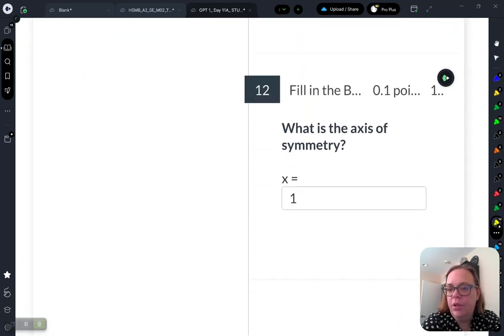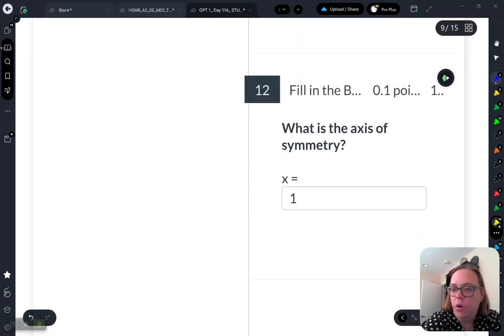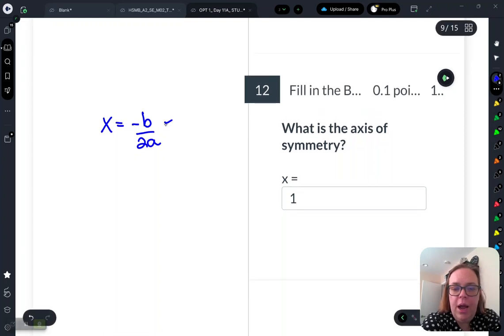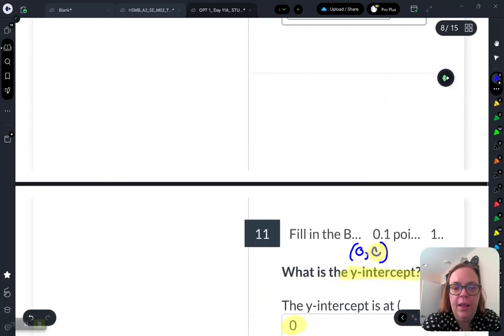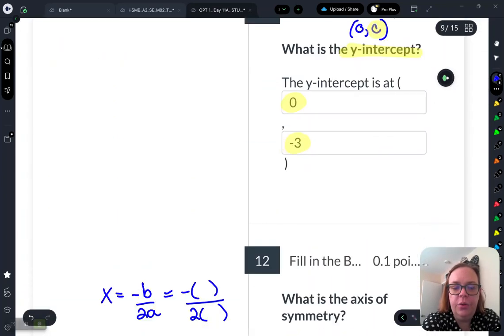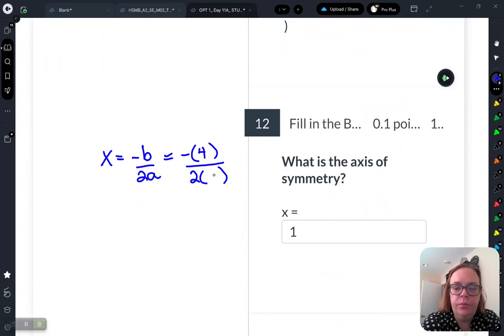Number 12, the axis of symmetry. This is where we have to do a little bit more work. This is where we use this formula, -b over 2a. Looking at our b and our a, b was 4, a is -2. We're going to get -4 divided by -4, which is +1.